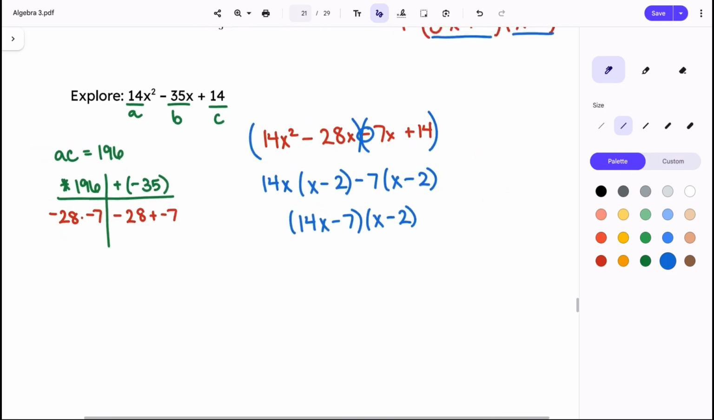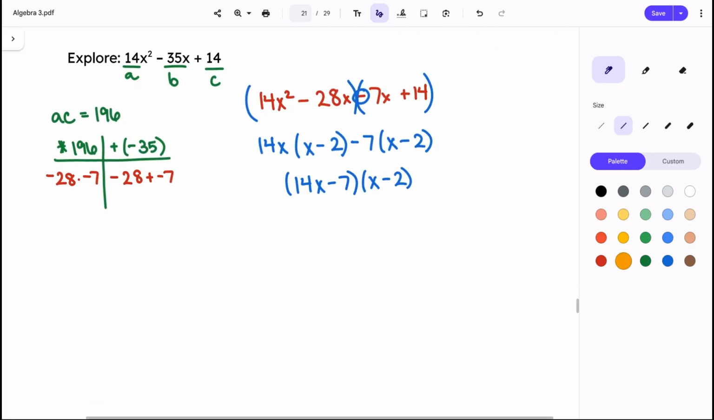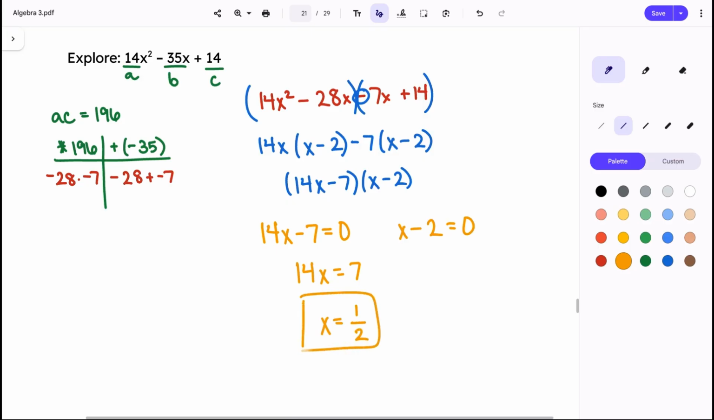And then the last thing that we'll do here is just set these both equal to 0. So I would get 14x equals 7. If I divide by 14 and I reduce that, it goes down to a half. So there's one answer. And then over here, it would be x equals 2.